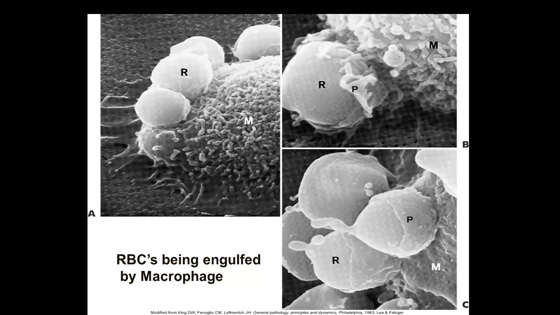Macrophages are white blood cells in the body. They run around and they destroy the tissues that need to be removed from the body. So in this case here, we're talking about a red blood cell that needs to be removed from the body because it's old and it needs to be replaced.